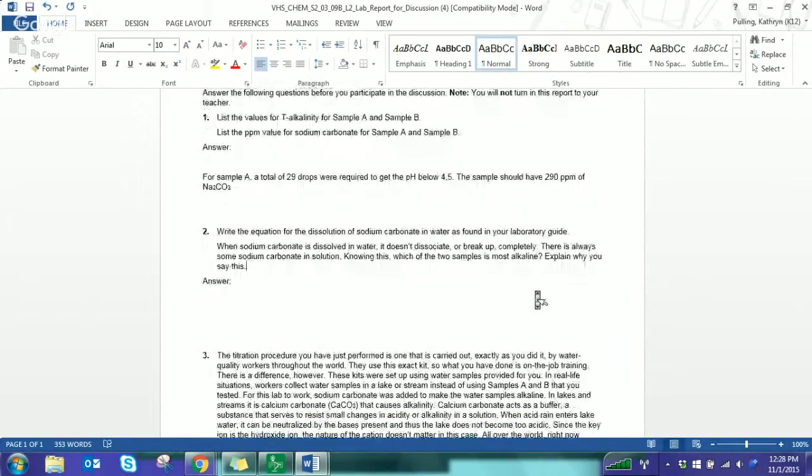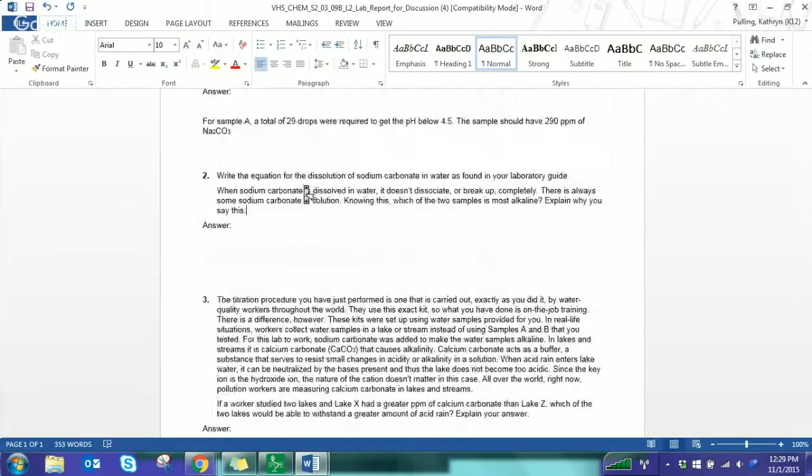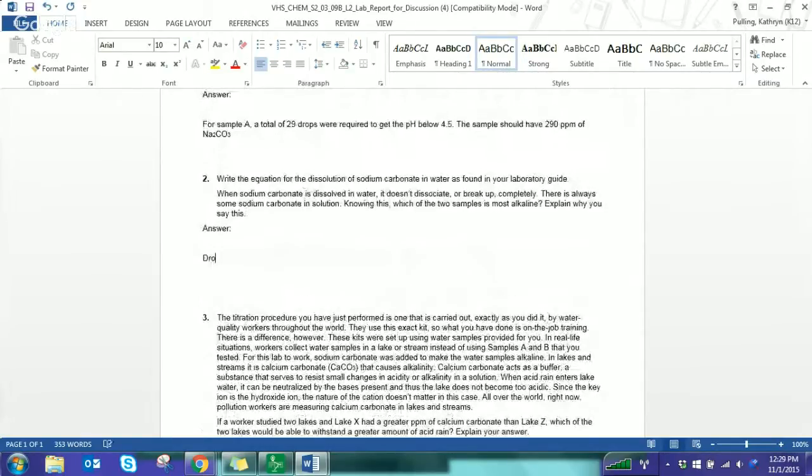Then, you can't answer 2 and 3 until you have data for both. But for question 2, your focus is going to be on the drops with phenolphthalein. I'm not writing it all out because I probably won't spell it right. But the drops with phenolphthalein, that's going to help you decide which of your solutions was more alkaline, and then explain how you know that.